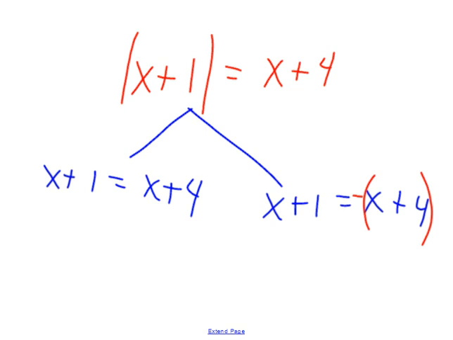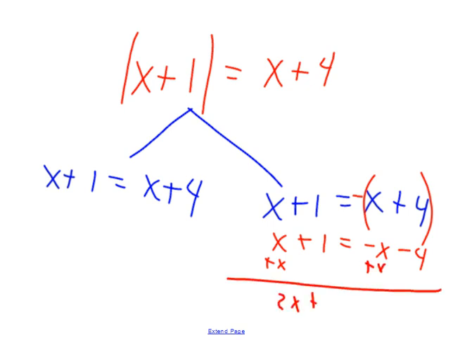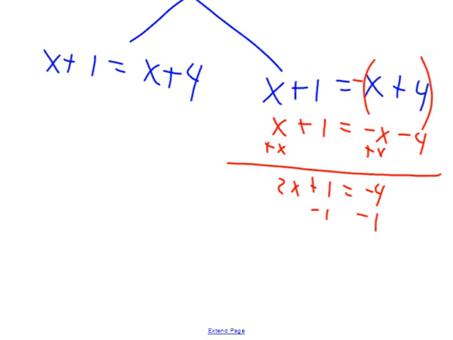Okay, so then this has become x plus 1 equals negative x minus 4. And then I solve it. I'm adding x to both sides. 2x plus 1 equals negative 4. Subtracting 1. 2x equals negative 5. x equals negative 5 halves. I'm suspicious of that one, that it might not work, but I can check it later.